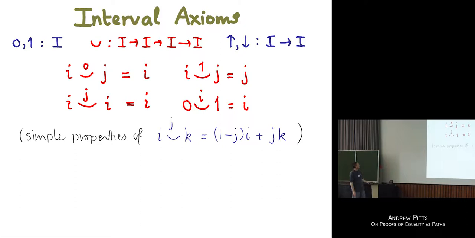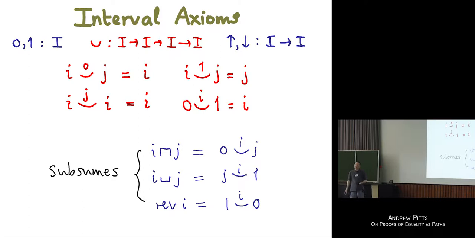So what I've written down in red here are just some very simple equational properties of convex combination. The convex combination at 0 gives you back I. At 1, it gives you back J. If I convexly combine from I to itself for any J, I want to get back I itself. And if I go from 0 to 1 in convex combination for I, I should get back I. So these are just four very straightforward equational properties. And what's very nice is that in assuming we've got that in the interval, we can throw away the other stuff because it's subsumed. So the connection structure are just particular instances of convex combination, and reverse is just the convex combination from 1 to 0 of I.